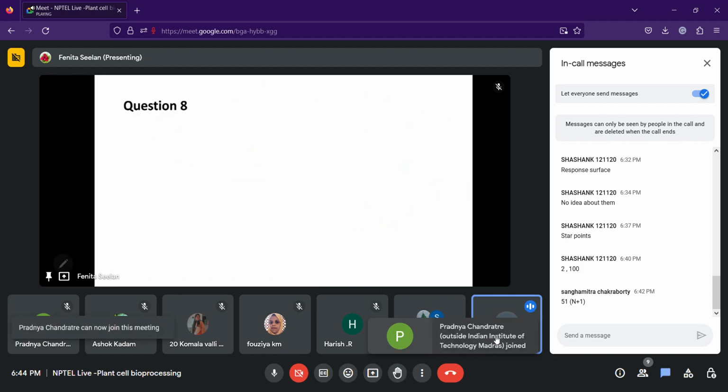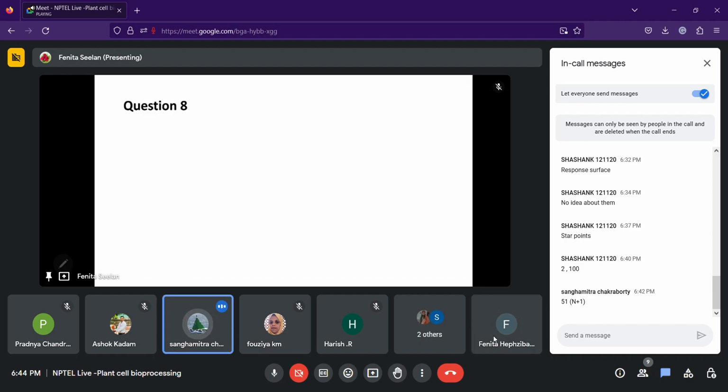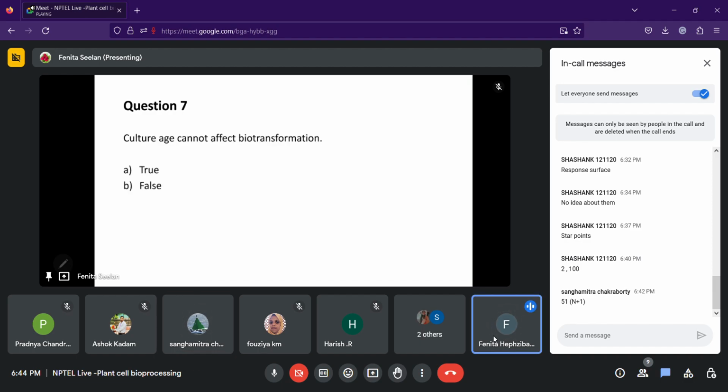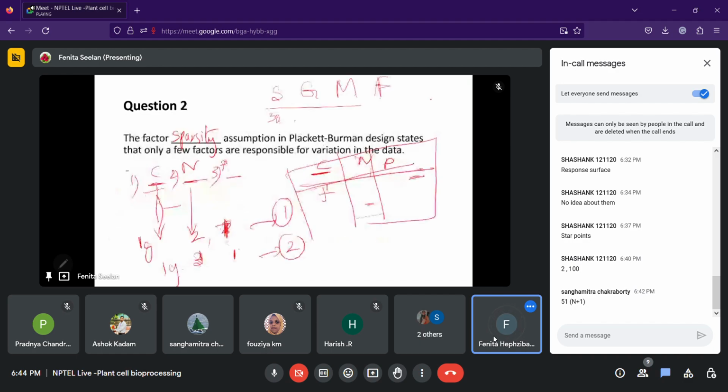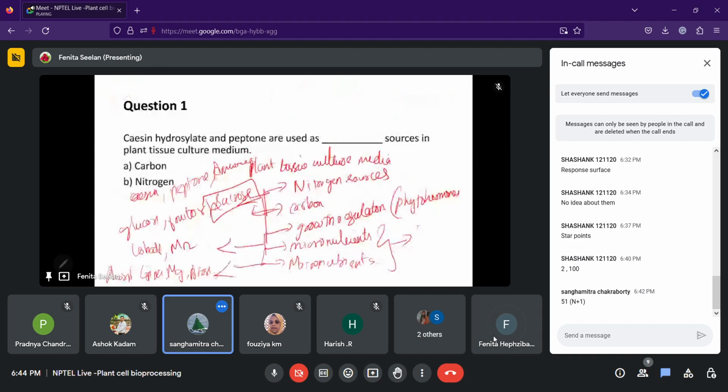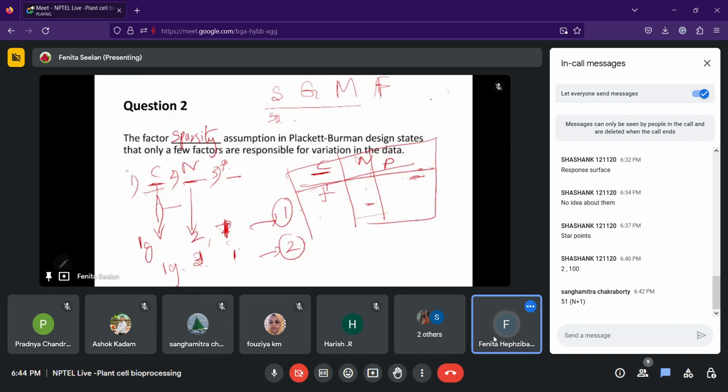Sangamitra, 51 n plus 1. What do you mean by 51 n plus 1? You have written 51 n plus 1 in the chat box. Is it a star point? Can we take n as a factor and n plus 1 is 1 point which is up, so the star point will be 51? For center points, you don't take actually. It is actually alpha distance away from your axial point.